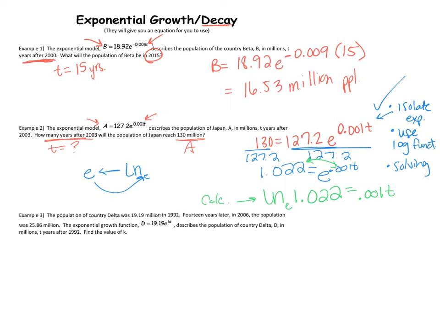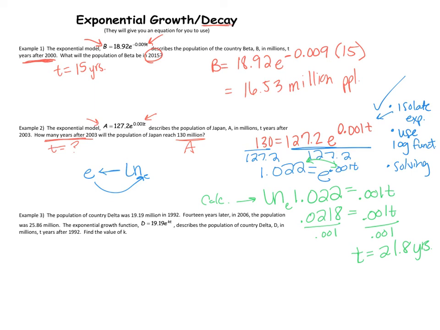And when I type that into the calculator, I should get about 0.0218. Okay, and that's going to equal 0.001 t. Then I'll divide by 0.001. And so my t would be about 21.8 years. So how many years after 2003? It would take me 21.8 years for the population to reach 130 million.